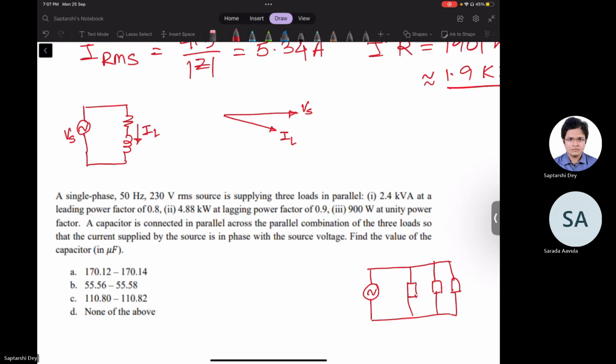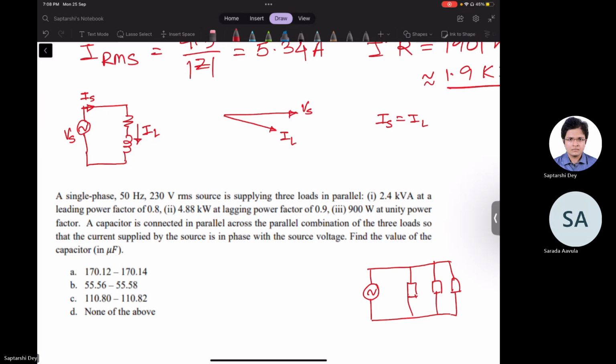Now, so this IL, so if I now draw IS, source current, as of now what we have is IS equals IL. So the AC source is seeing a lagging current, but I do not want a lagging current from the AC source. I want unity power factor current from the AC source. Why? We will see after we complete this discussion. But suppose for some reason I do not want a lagging current or leading current. I want pure perfectly unity power factor current.